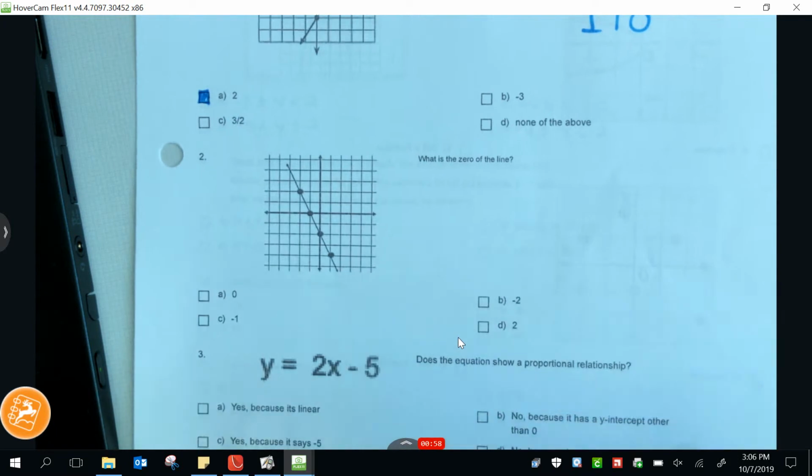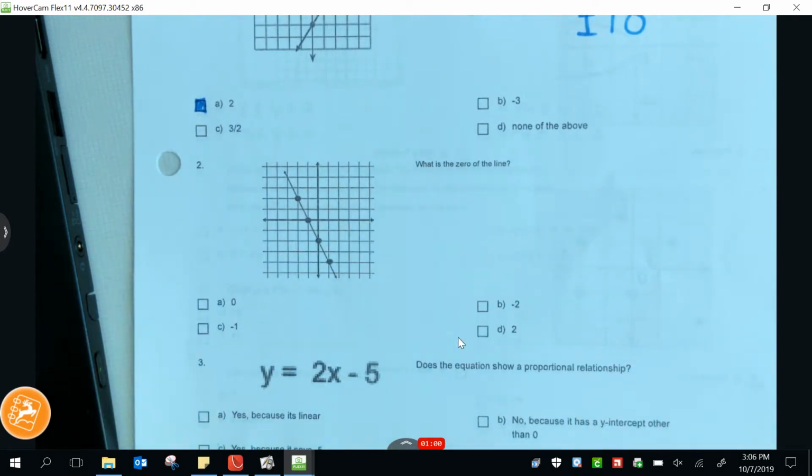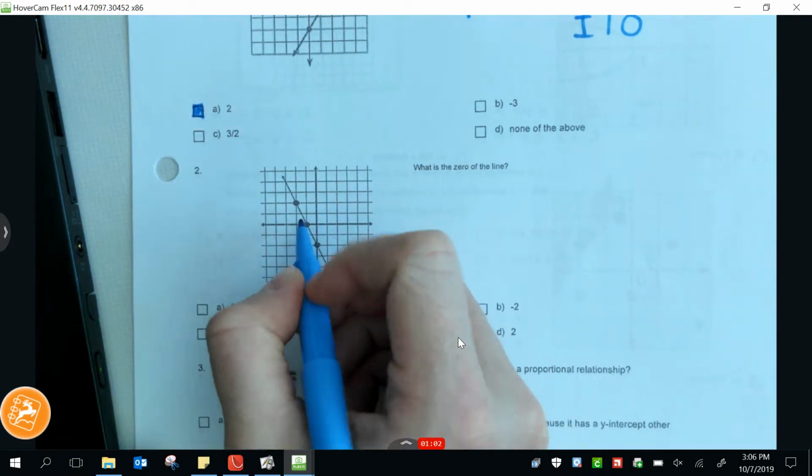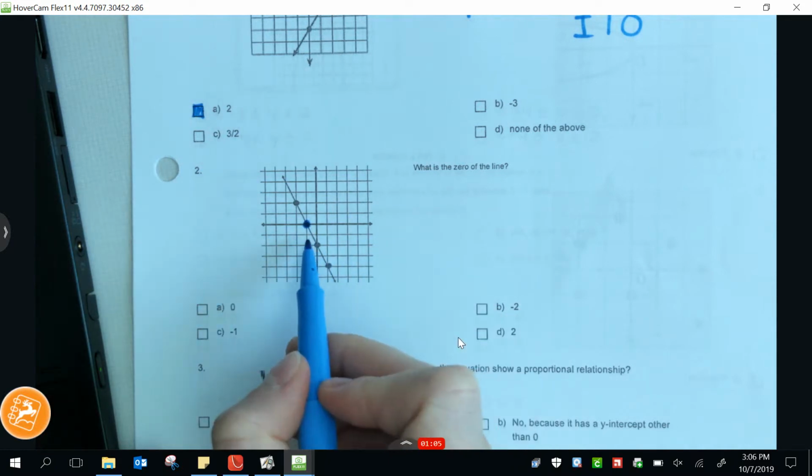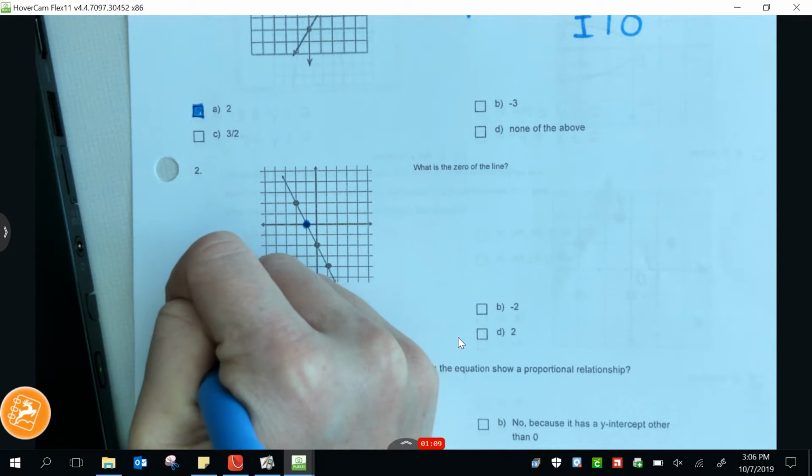Okay, the next one says what is the 0 of the line? So again, what is your x-intercept? Well, this time it's going to the left, so that's going to be our -1.